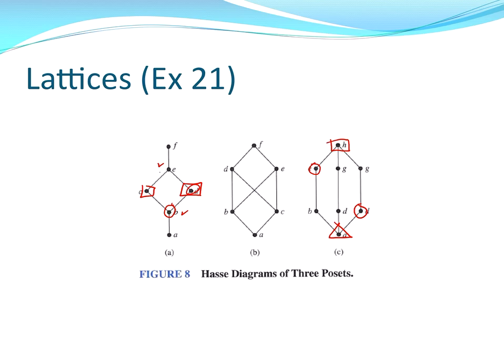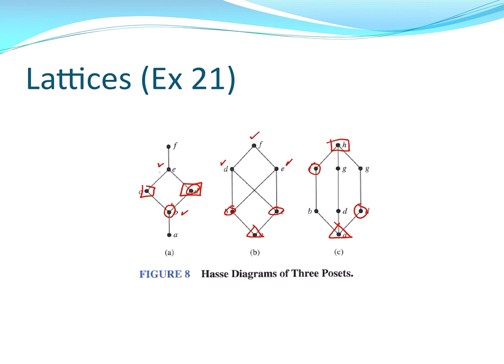It turns out that the middle poset, number B, is not a lattice, because let's take a look at the subset B and C. This pair of elements has a greatest lower bound in A. It has 3 upper bounds, D, F, and E. But of D, F, and E, there is not a least element. So the pair of elements B and C does not have a least upper bound, so it is not a lattice.